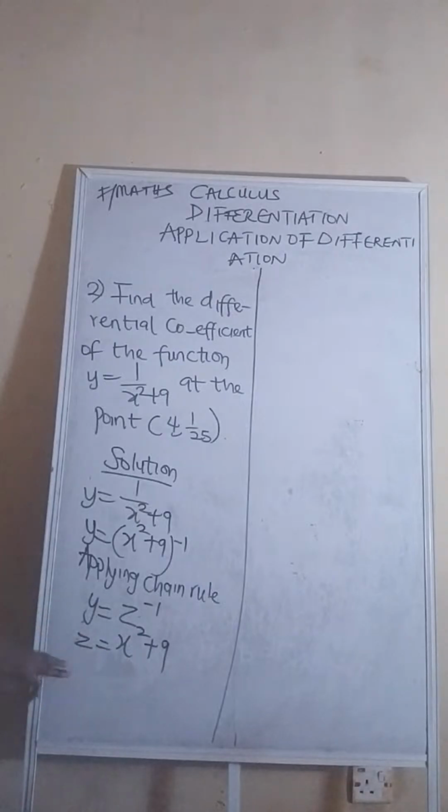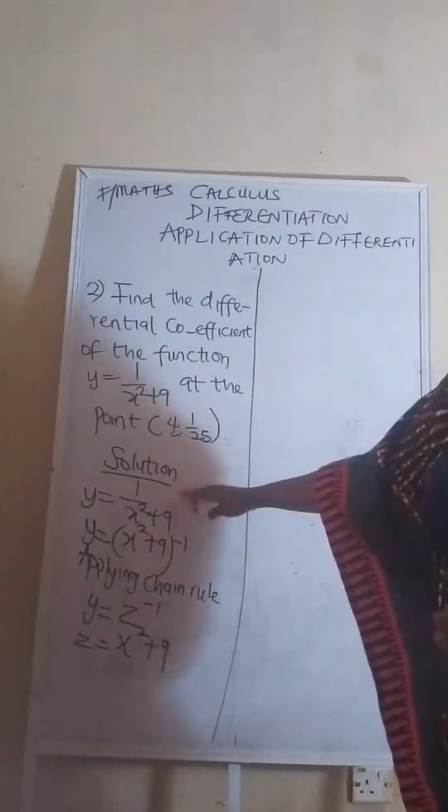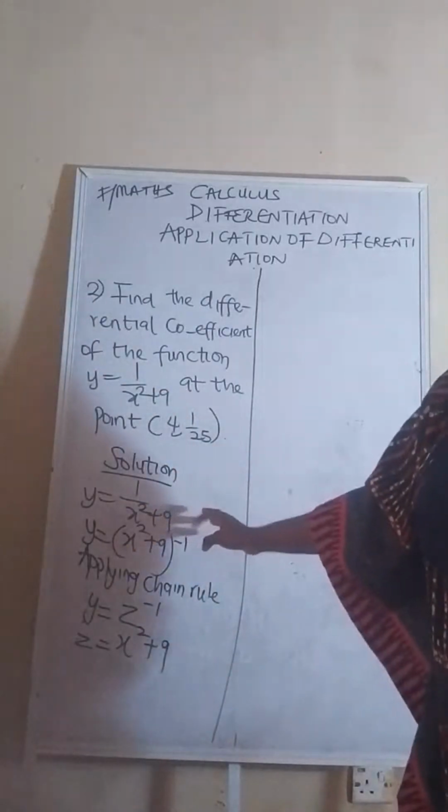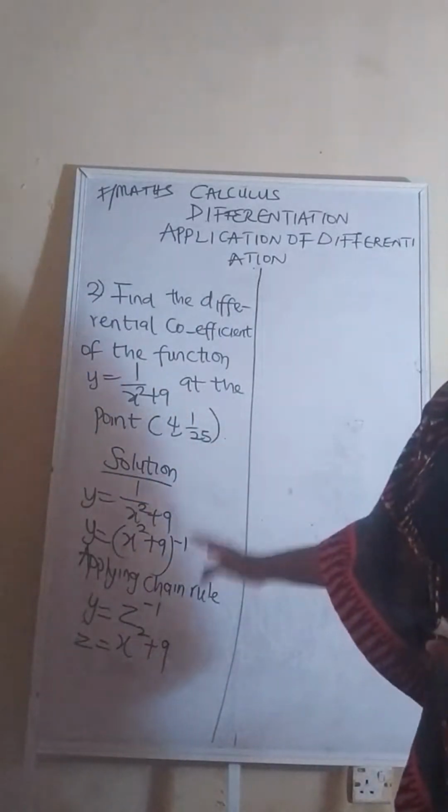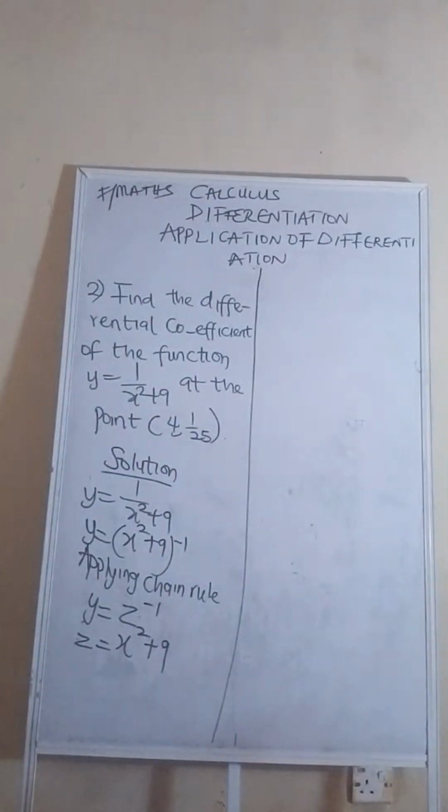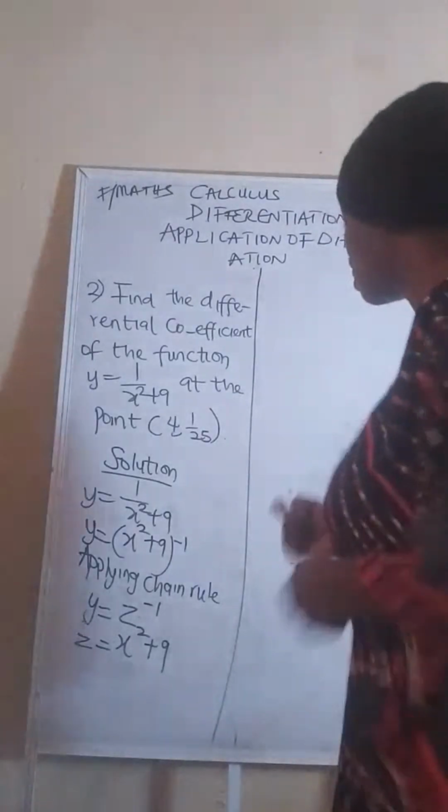Do you get it now? So let's do that now. The reason why we're using chain rule is because of this reciprocal. So we can't just differentiate just like that. That's why we're applying chain rule. Do you understand? So now let's continue now.